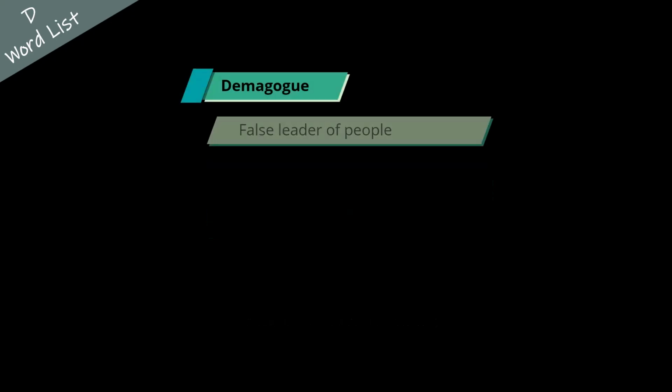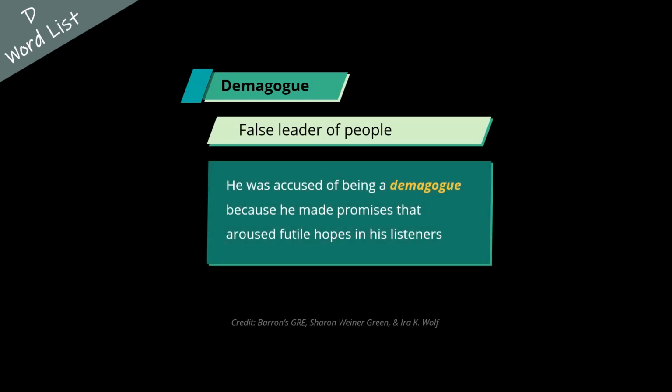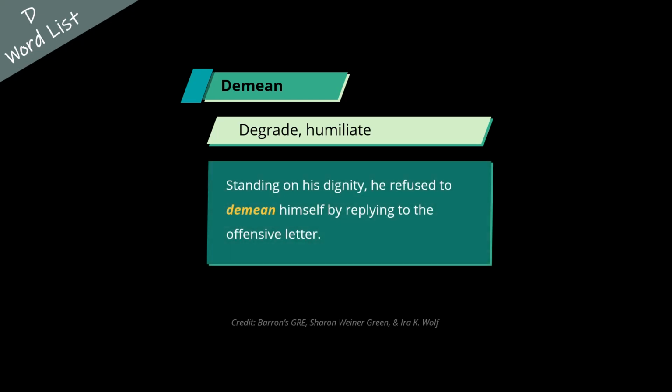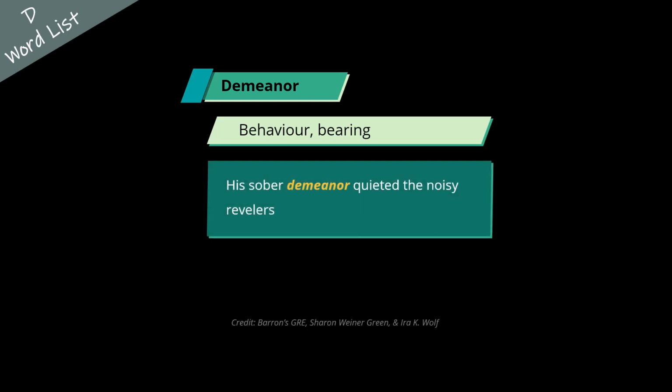Demagogue means false leader of people. For example, he was accused of being a demagogue because he made promises that aroused futile hopes in his listeners. Demean means degrade, humiliate. For example, standing on his dignity, he refused to demean himself by replying to the offensive letter. Demeanor means behavior, bearing. For example, his sober demeanor quieted the noisy revelers.